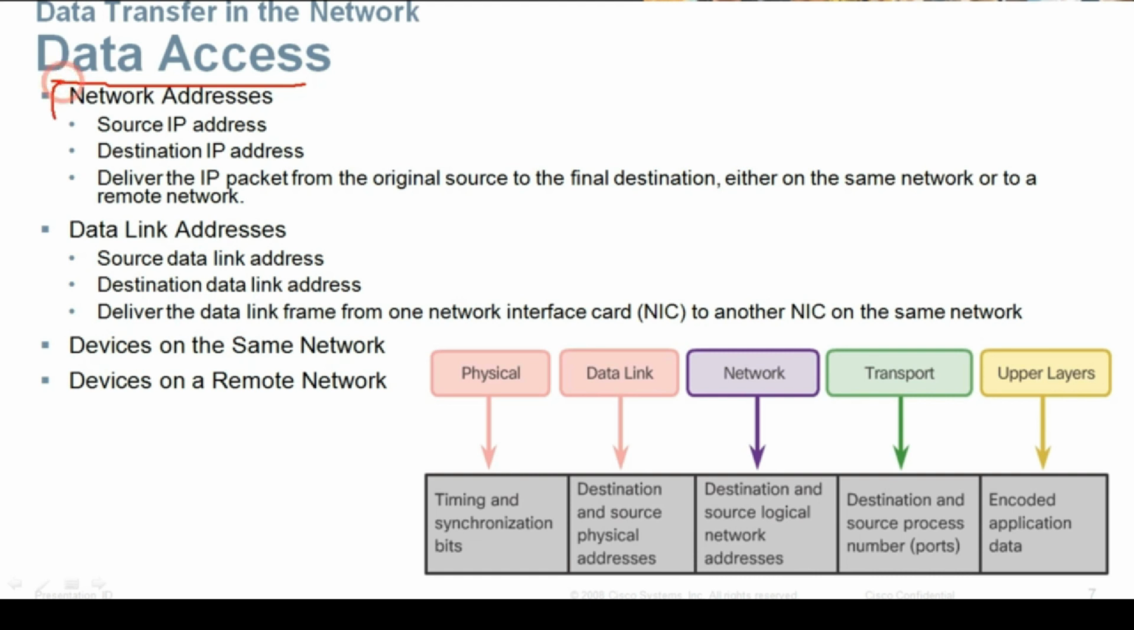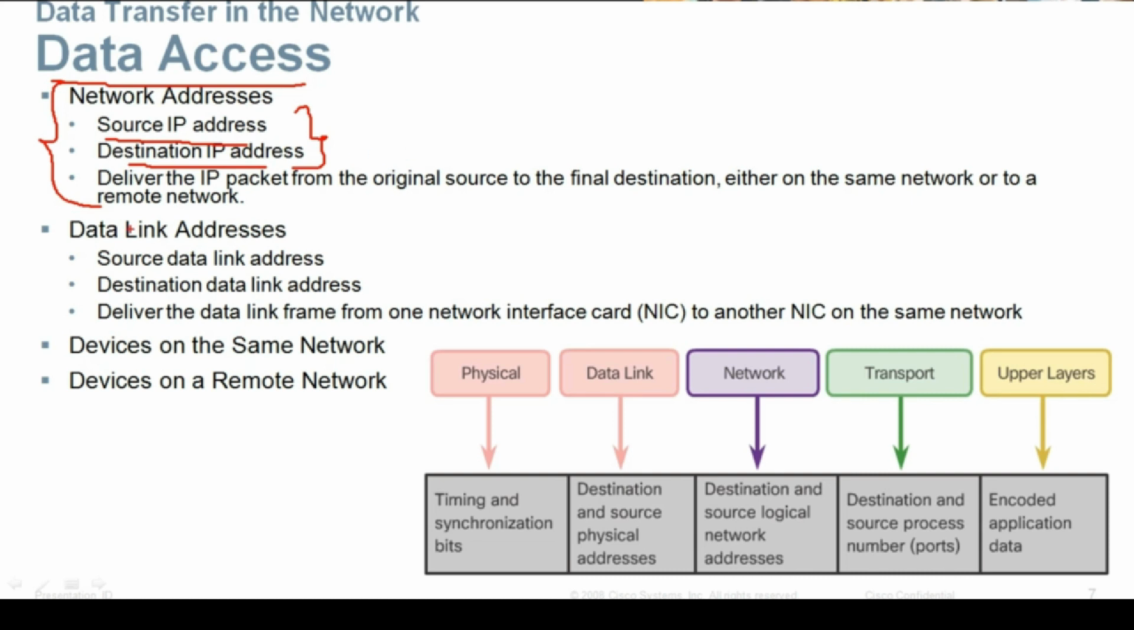So the first addressing requirement is the network address. At the network layer we have to provide it. It includes the source IP address and the destination IP address, so that the data can reach from the source to the destination network. Here the IP address will give you the idea of the network, whether your hosts belong to the same network or to different networks.